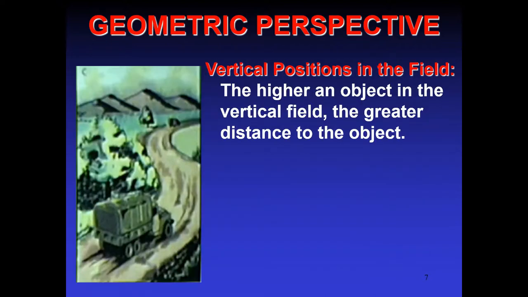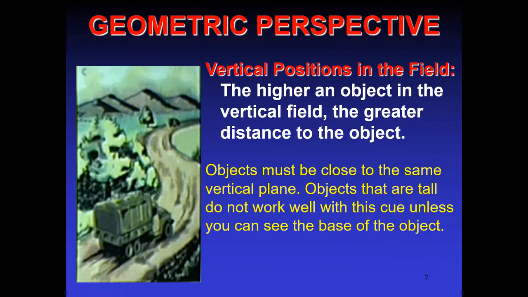Vertical positions in the field. The higher the object in the vertical field, the greater the distance to the object. So you look at this truck. This truck is low in the vertical position in the field. You have a lone tree that's higher in the position of the field. You have another truck on the road that's just probably about even with it. And then you have mountains in the background that are even higher in the position in the field. You can use these as cues to estimate the distance, so long as you can see the base of the object. If you have a tower, it's very difficult, especially if the top of it is lit, unless you can see where the base is, to determine how far away that tower is.